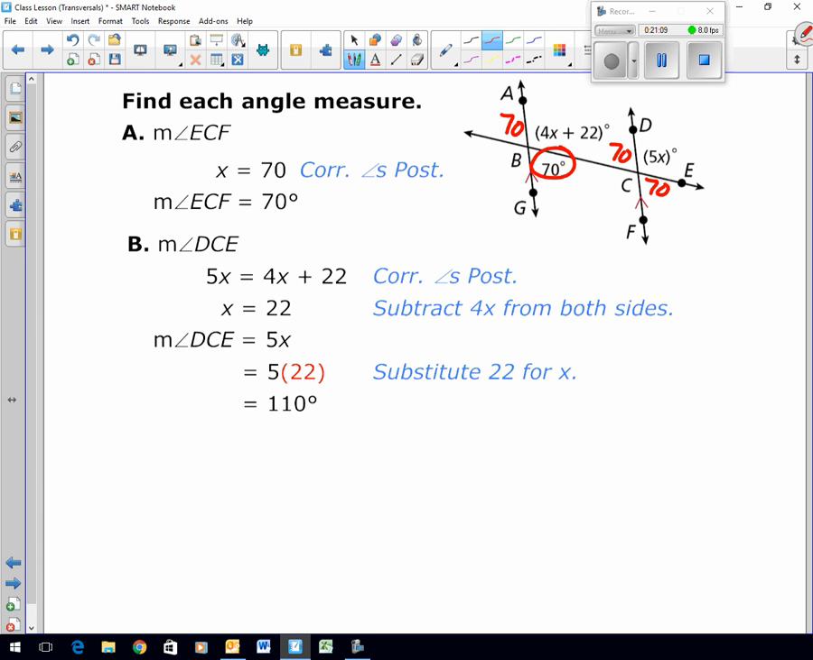So you don't even have to solve it. The only thing you've got to do is, if you've got one angle, you can get them all. That's what's cool about these. So there's 5x equals 110. What's 110 divided by 5?